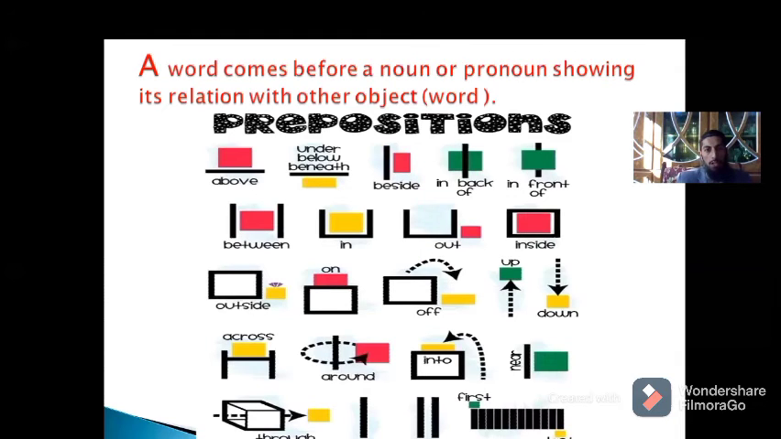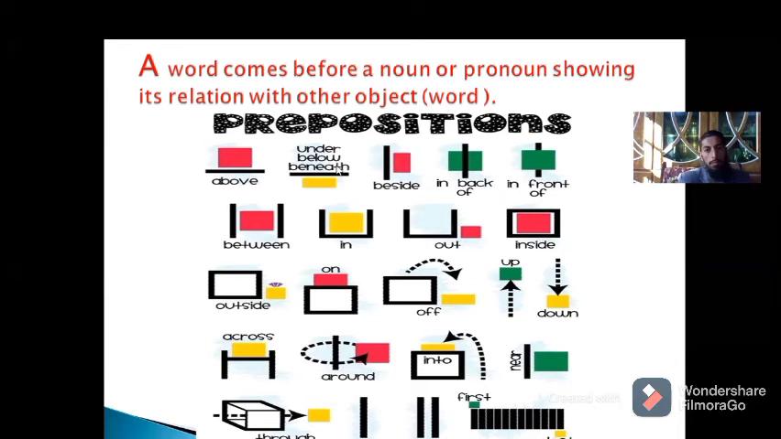Then the next part of speech is preposition. A word that comes before a noun or pronoun showing its relation with another word is called a preposition. Pre means before, position. It is always placed before a noun or pronoun, and it shows the relation of the noun or pronoun with something else.